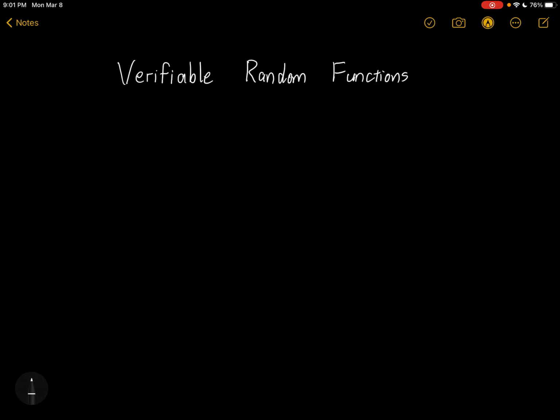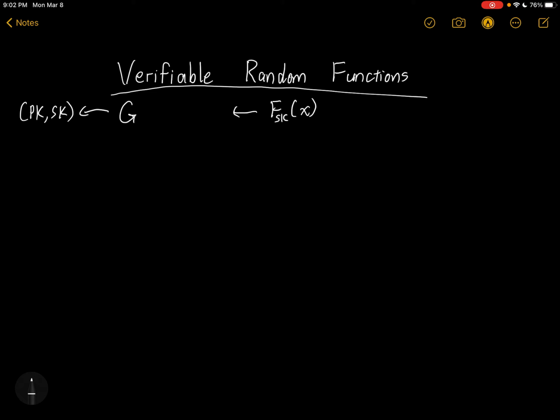Hello everyone, in this video I wanted to talk about verifiable random functions. So these are composed of three parts. First we have the generator function g. All this does is it produces key pairs composed of a public key and a secret key. Next we have the main function f, which is parameterized by the secret key. It has one input, which we will call x, and this outputs a pair labeled r and pi.